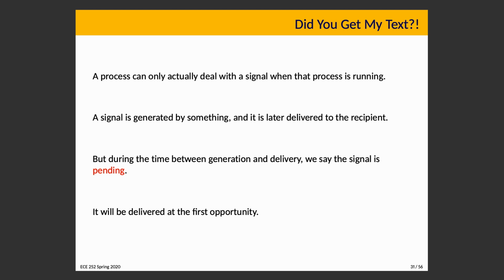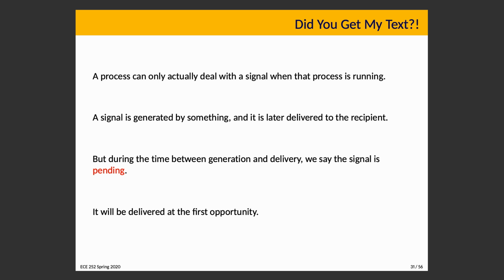Now, one of the things that's worth noting is that a process can only deal with a signal when it's running. So things may not happen instantly. A signal is generated by something, either by an error in your program or by the kill command on the command line or by calling the kill function within a program. And a signal is generated and is delivered with some delay, small though it may be, to the recipient. And during the time between generation and delivery, we say that the signal is pending. And that just means that there is a signal that is going to be delivered as soon as the signal can actually be delivered.